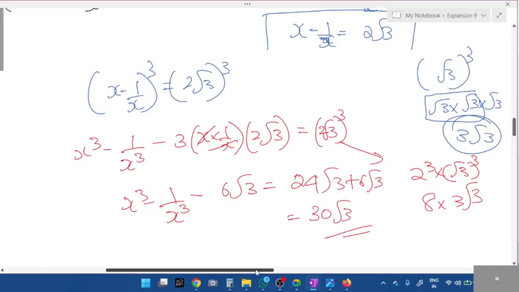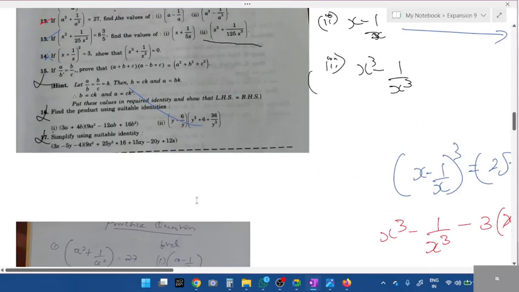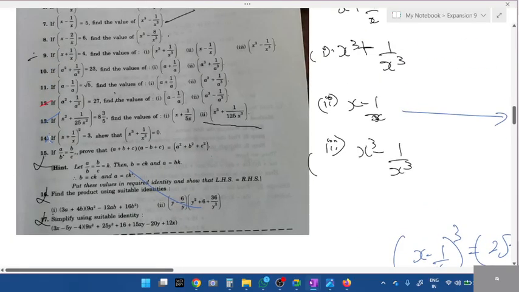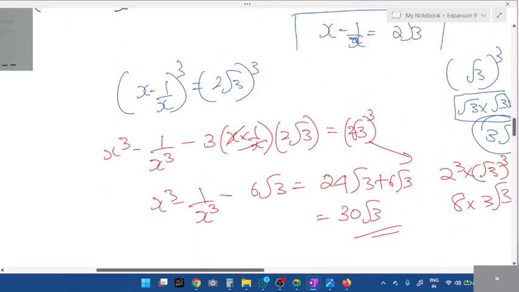All of you completed? Done? What's the answer, students? Is it correct? Ninth question. Can you check the answer there? Ninth is correct. 30 root 3.